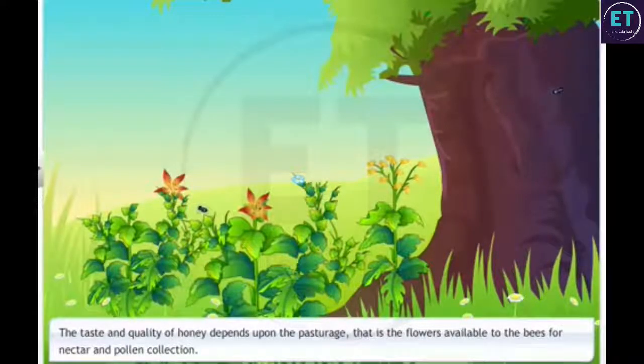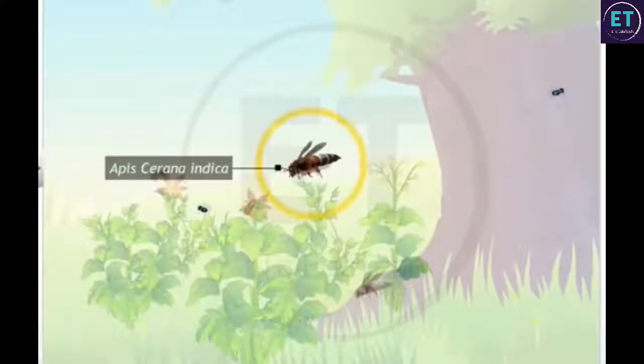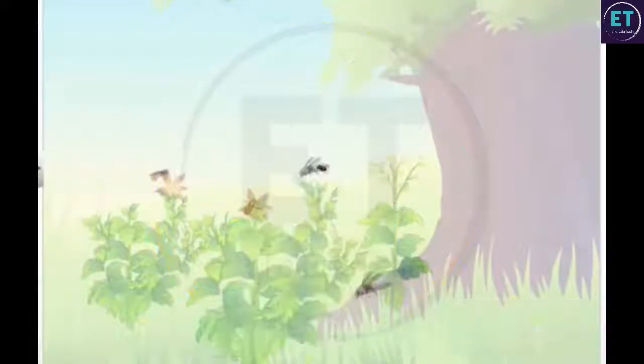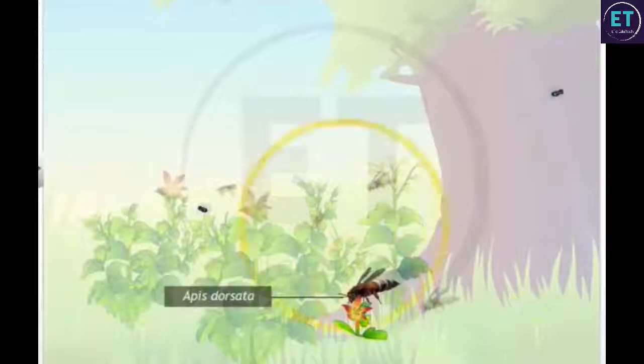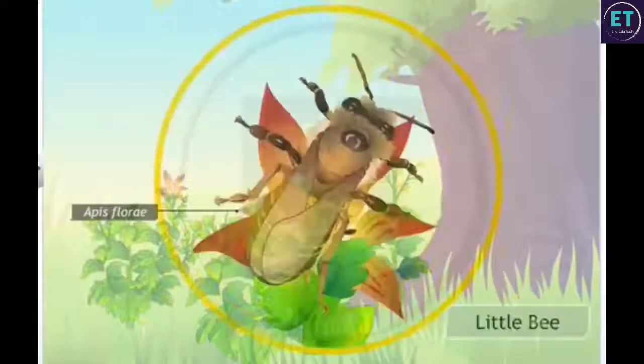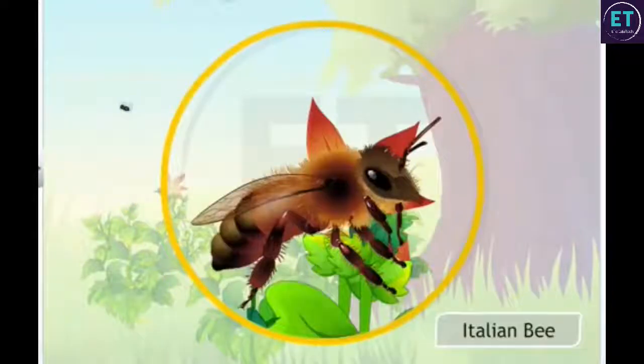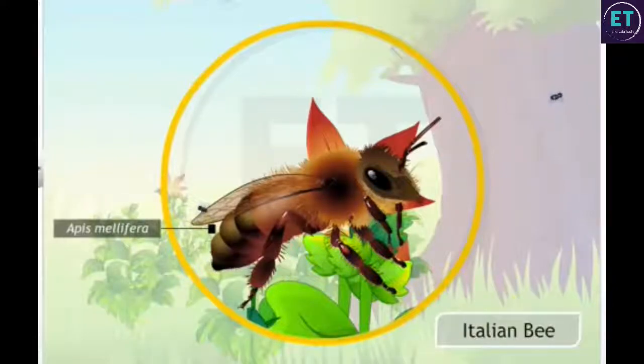and pollen collection. The local varieties of bees used for commercial honey production are Apis cerana indica, commonly known as the Indian bee, Apis dorsata, the rock bee, and Apis florea, the little bee. An Italian bee variety, Apis mellifera, is commonly used for commercial honey production as bees of this species have a high honey collection capacity.